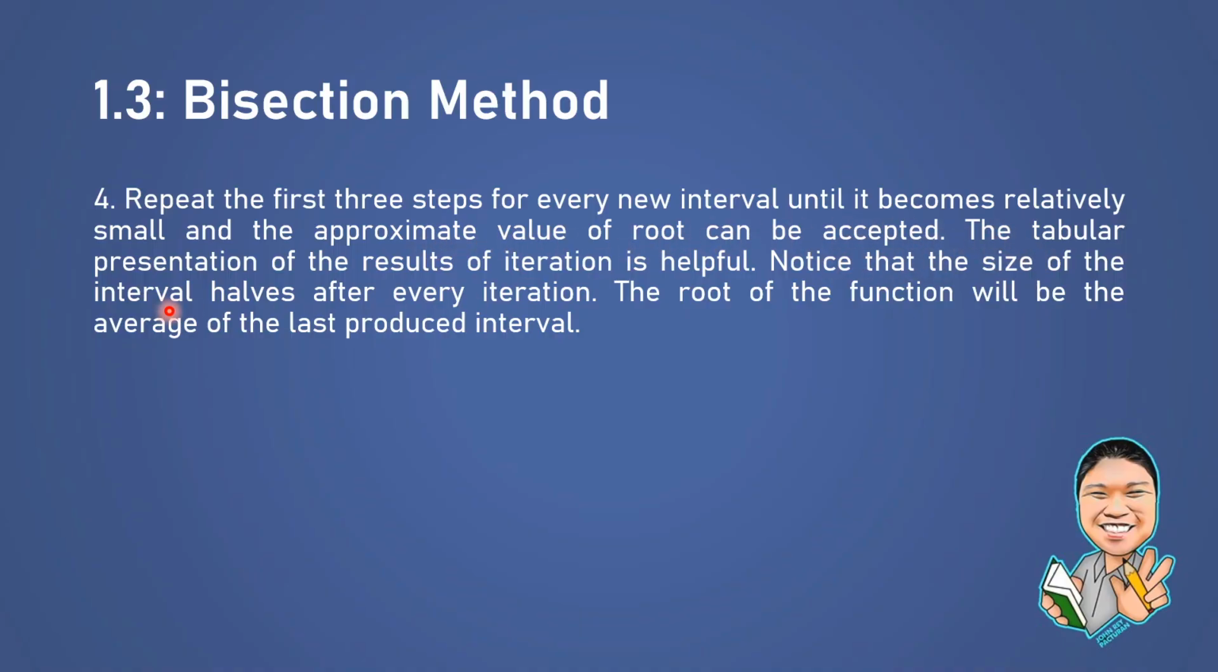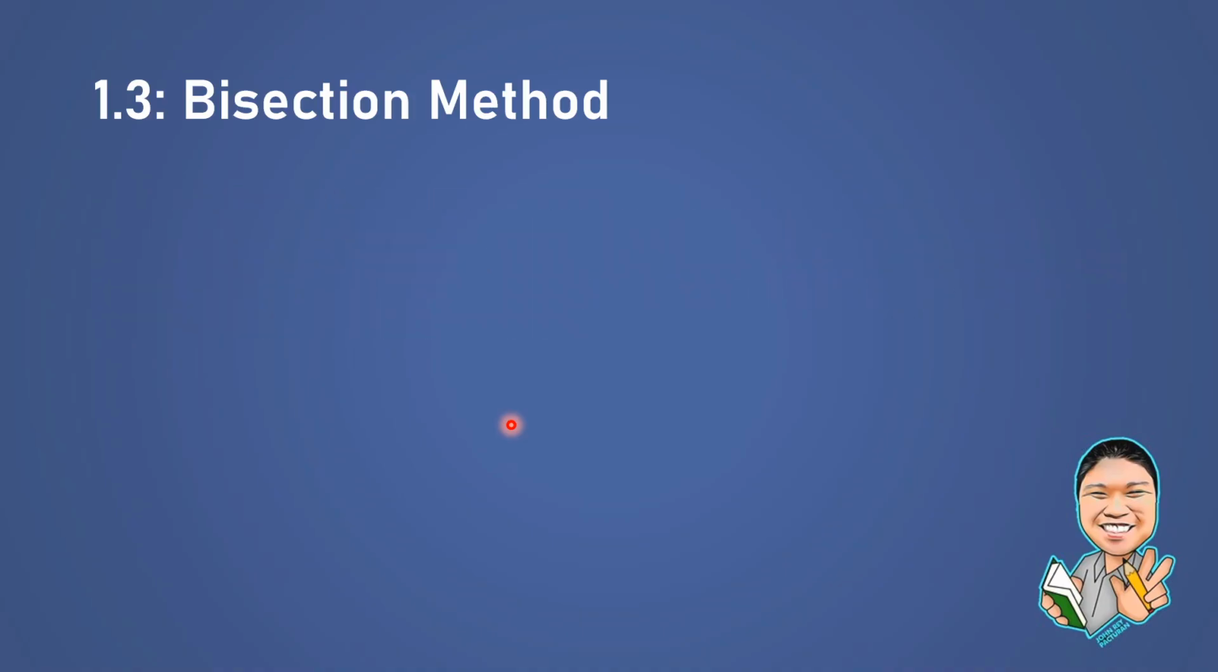So, the tabular presentation of the results of iteration is helpful. I will show you the tabular presentation later on. The root of the function will be the average of the last produced interval. I know the steps are a bit confusing, but actually the bisection method is easy. So let's try to answer the first example using this method. I think we are ready to solve.